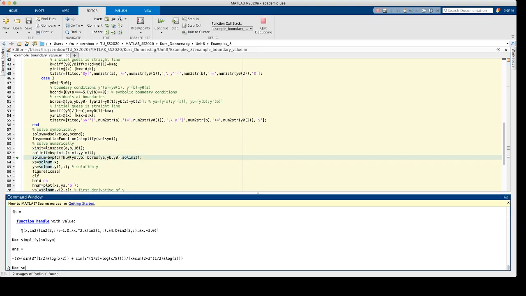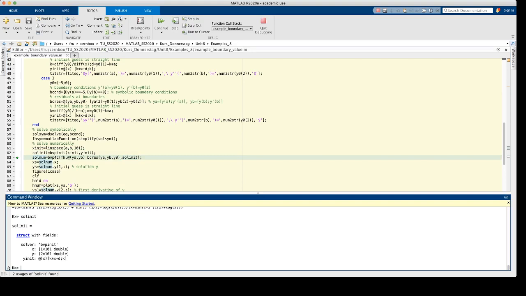solinit is again a structure which contains the name of the function that was used to generate it, which was bvpinit. It contains the grid x, and it contains the initial guess and its derivative in the function y. So the first row is the function, the second row of y is the derivative of this initial guess, and it also contains the function handle that was used to compute this initial guess as a function of x. Now we can finally invoke the solver. It's called bvp4c, and it takes 3 arguments.